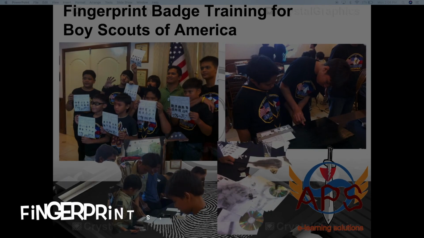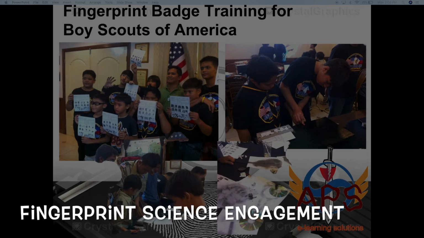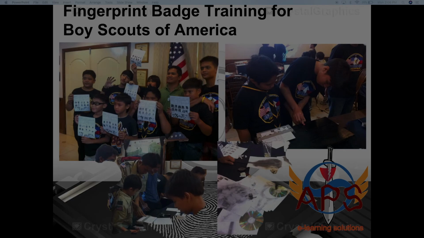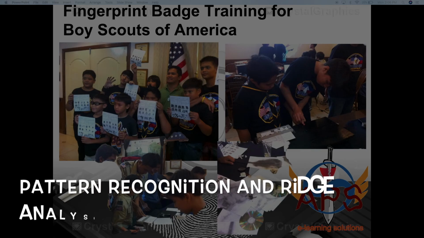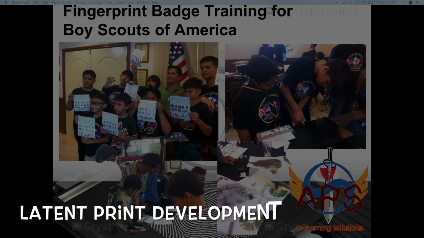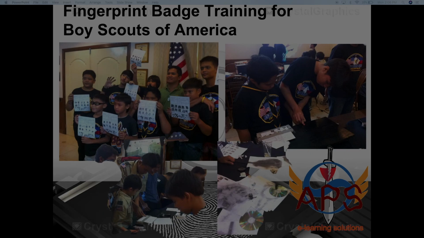So here are some of my engagements with the fingerprint badge training for the Boy Scouts of America. As early as being kids, they are now studying fingerprint patterns, ridge characteristics, and how to get good rolled impressions. Taking latent prints and fingerprint development sometime in 2014.